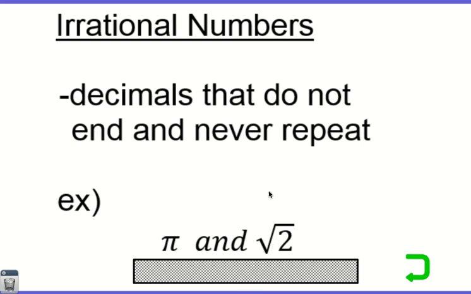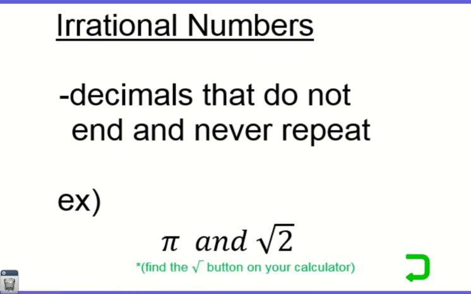Like the square root of 2, square root of 3, square root of 5, square root of 8, square root of 10, square root of 15, square root of 18, square root of 26, square root of 27. A lot of square roots are irrational.